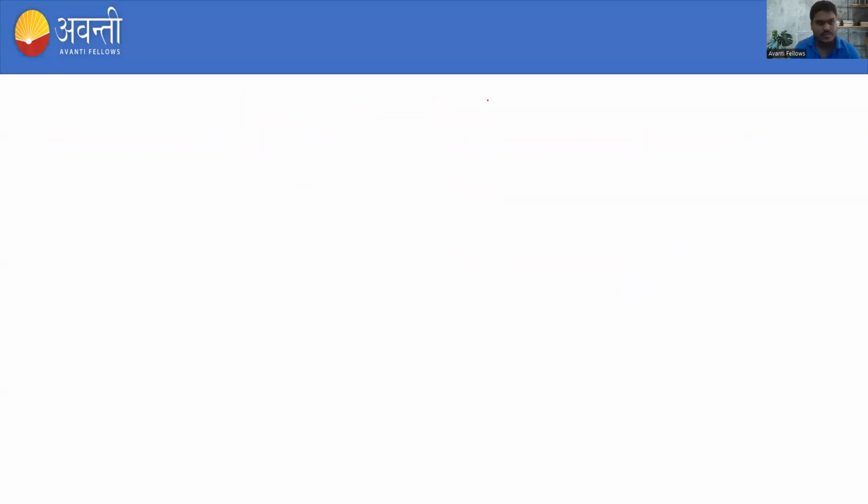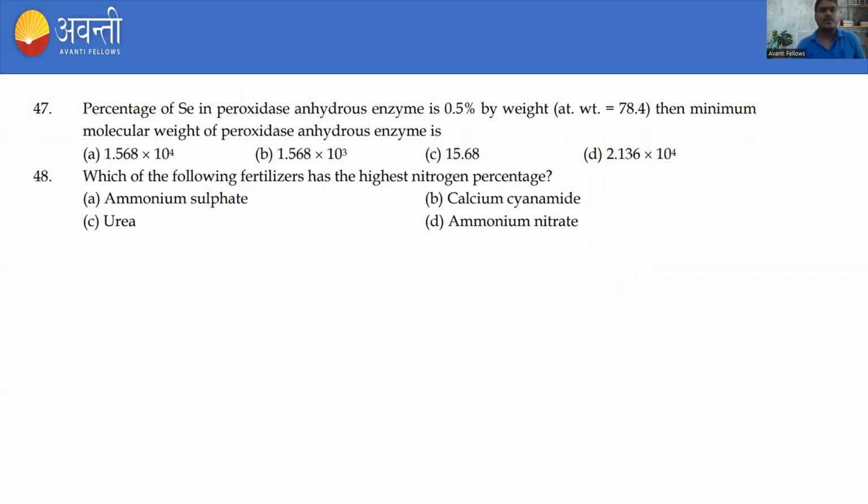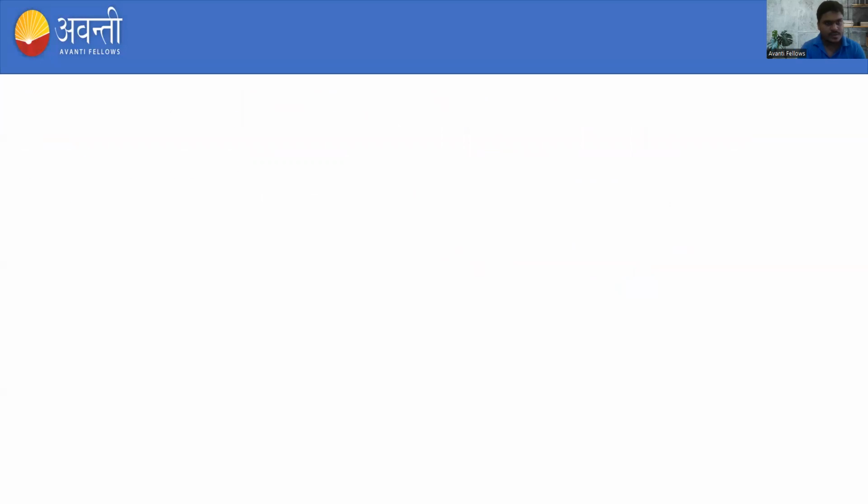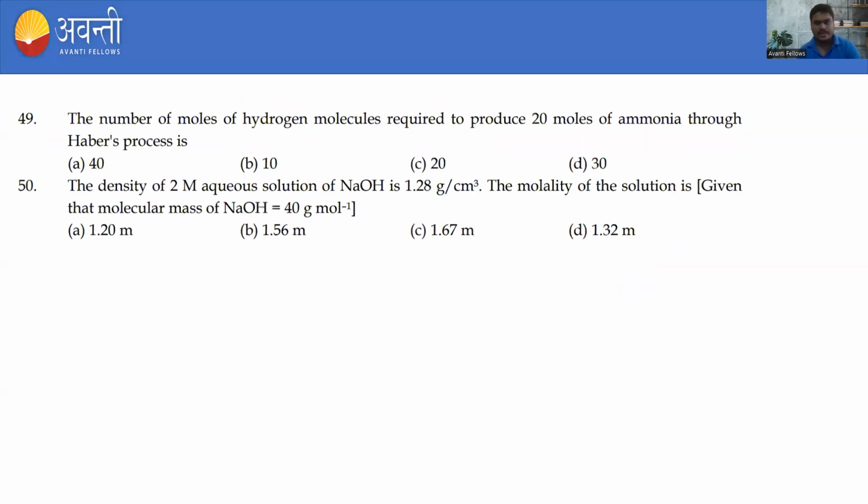This one is a very important question. We already covered all these questions, right? Which of the following fertilizers has the highest nitrogen percentage? That is urea. This we already know, so this will contain the highest percentage. Yeah, the one which is very important is question number 49. This one is also important, so I am going to solve this as well.